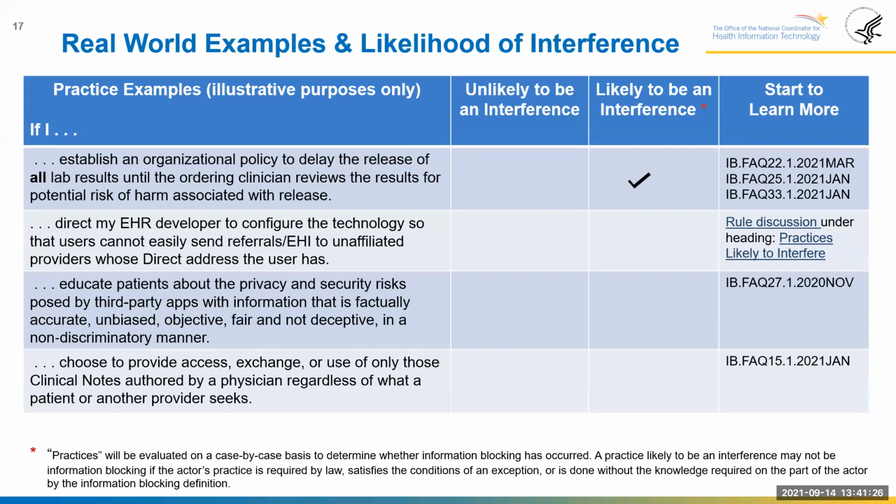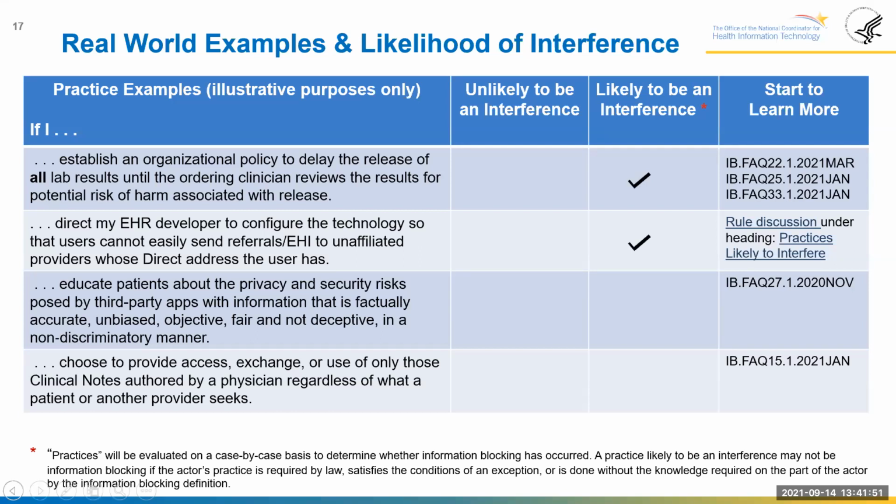So next question: if I direct my EHR developer to configure the technology so that users cannot easily send referrals or electronic health information to unaffiliated providers whose direct addresses the user has. Yes, that is likely to be an interference.